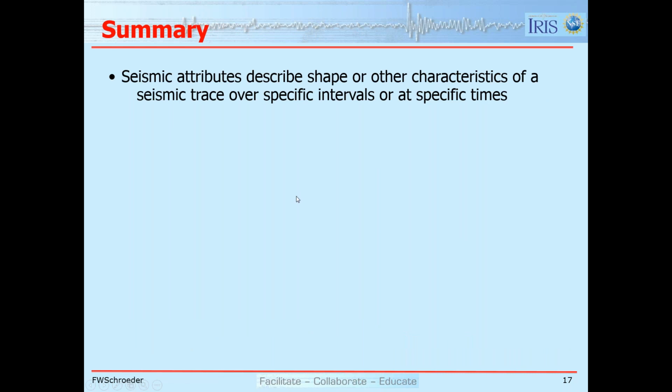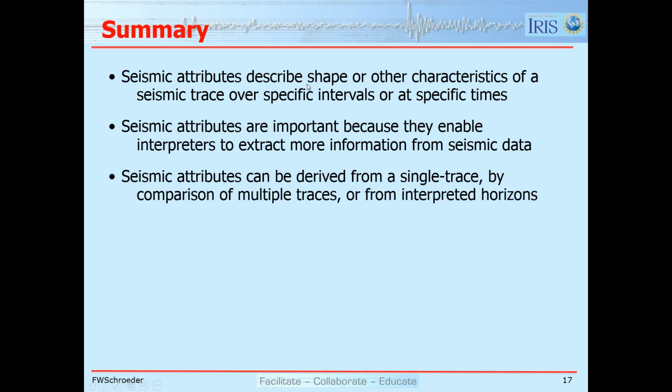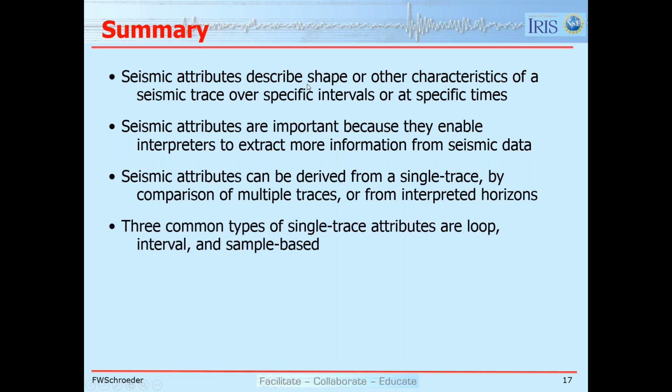So in summary, seismic attributes describe the shape or other characteristics of a seismic trace over a specific interval or at specific two-way travel times. Seismic attributes are important because they enable interpreters to extract more information from the seismic data. Attributes can be derived from a single trace, by a comparison of multiple traces, or from interpreted seismic horizons.